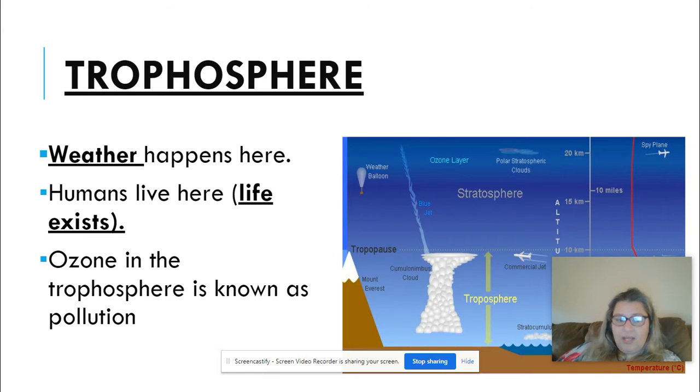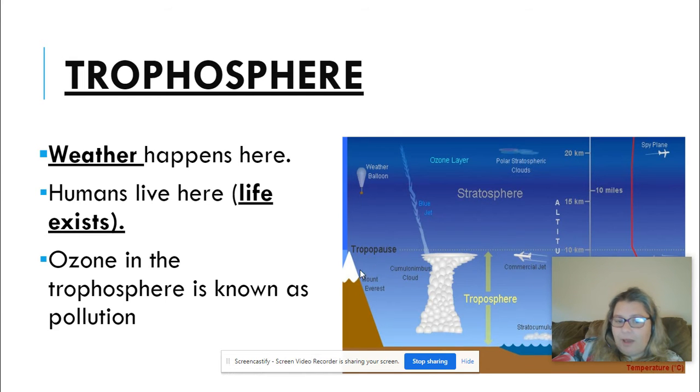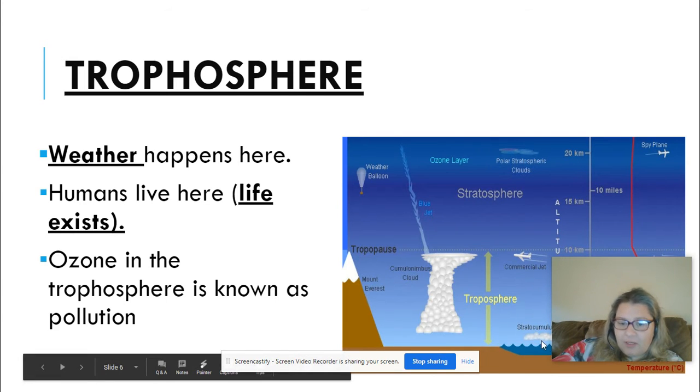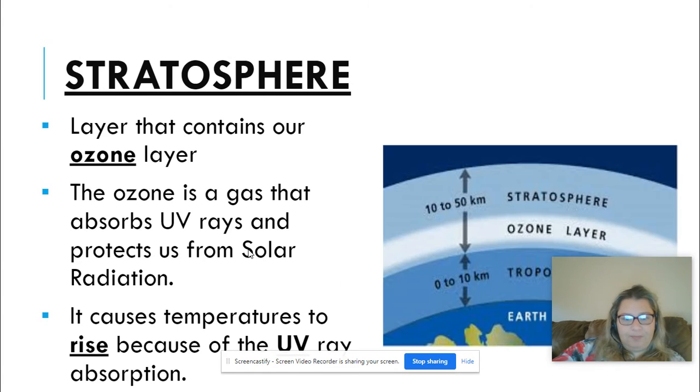Ozone in the troposphere is known as pollution. We'll get to where ozone is good, but ozone in the troposphere is pollution. Clouds are here. Most airplanes fly here. We've got Mount Everest that we've talked about, different clouds, the water, the ground. That is all in the troposphere.